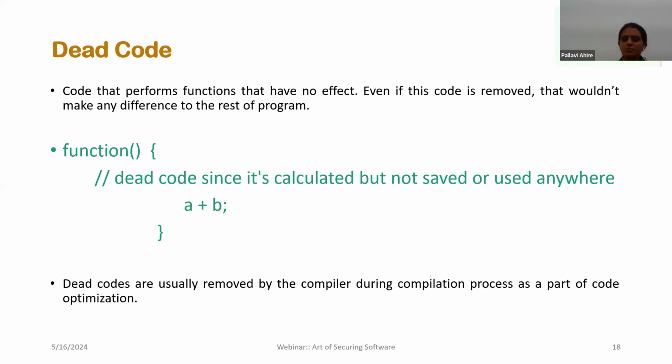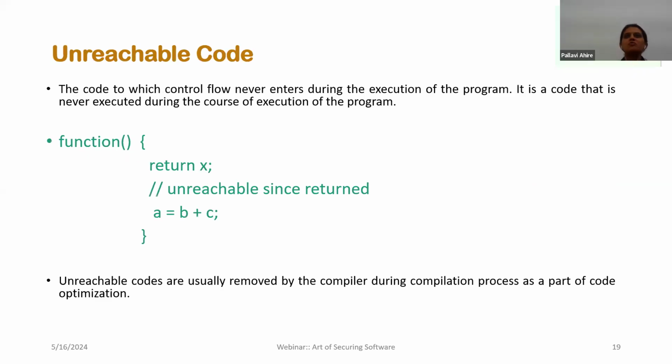So it can usually be removed by the compiler during the compilation process, as part of optimization. The compiler understands that this particular code has no effect and it can be removed. Similarly, there is unreachable code. Unreachable code, in the sense that, for example, I have a function, I have returned X, and after returning X, now I'm performing A plus B. Since the value is already returned, even if I do any computation after that, it is unreachable. So these sorts of code are also removed by the compiler during the compilation process.